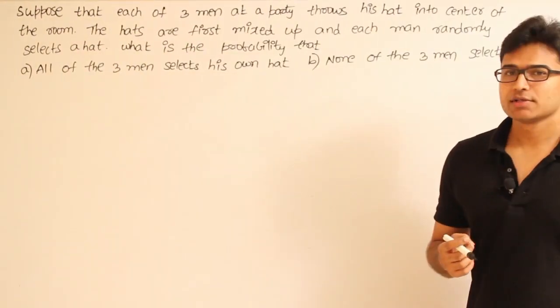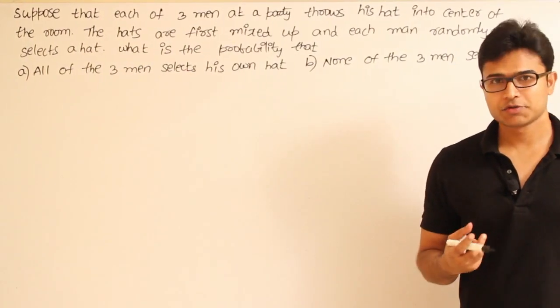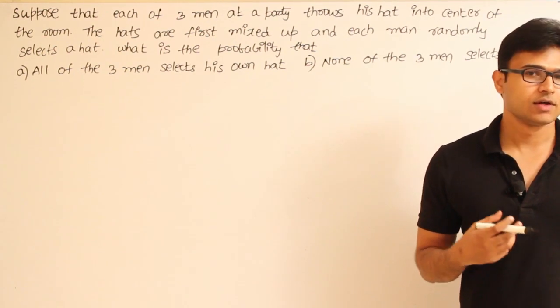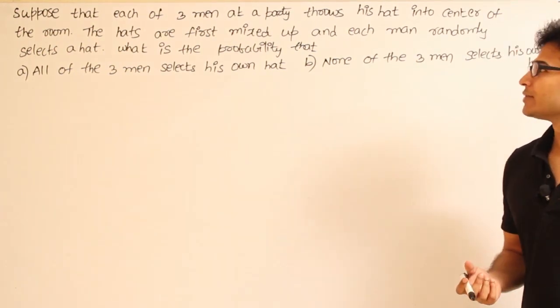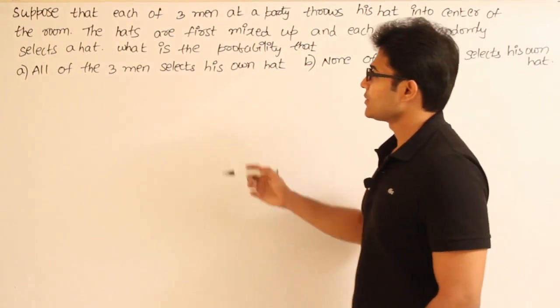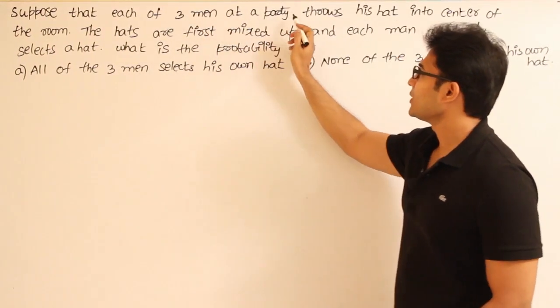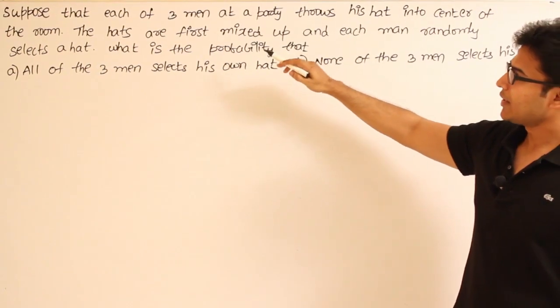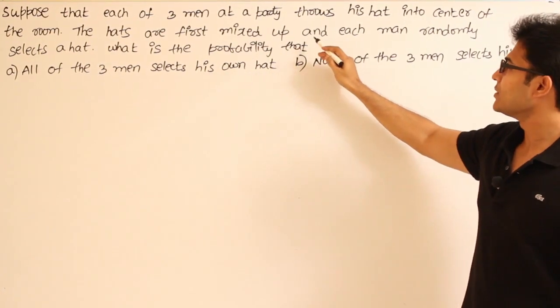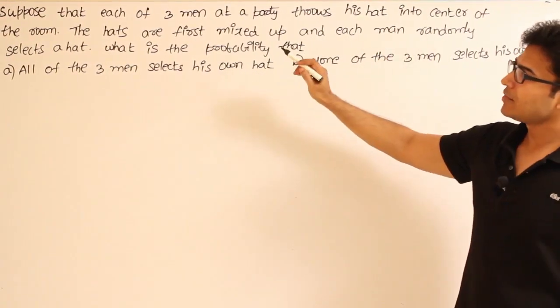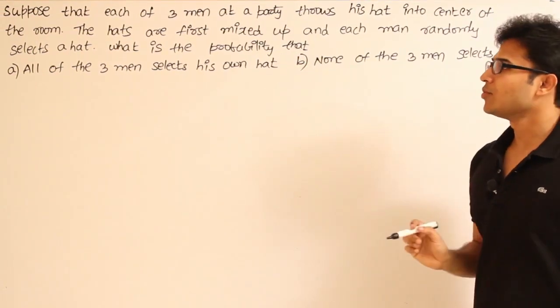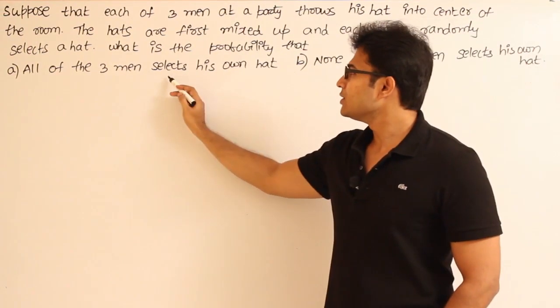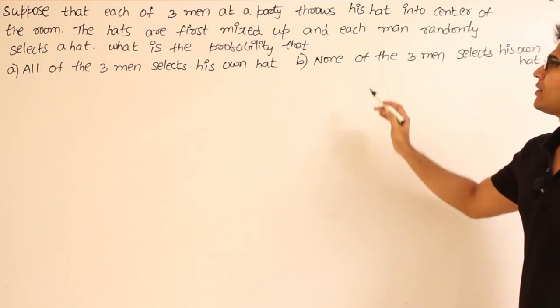See, this question is again on the multiplication theorem, where instead of having two events we are going to have more than two, that is, three events here. Now the question is like this: suppose that each of three men at a party throws his hat into the center of the room. The hats are first mixed up and each man randomly selects a hat. What is the probability that all of the three men select his own hat?